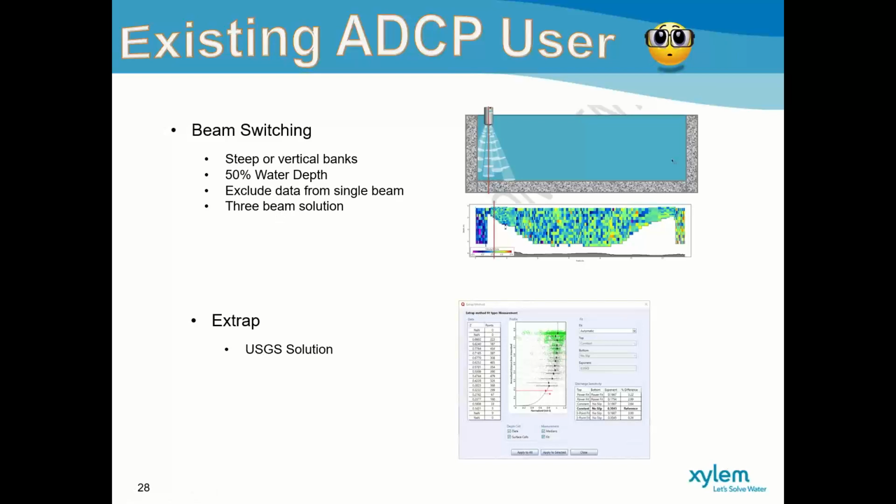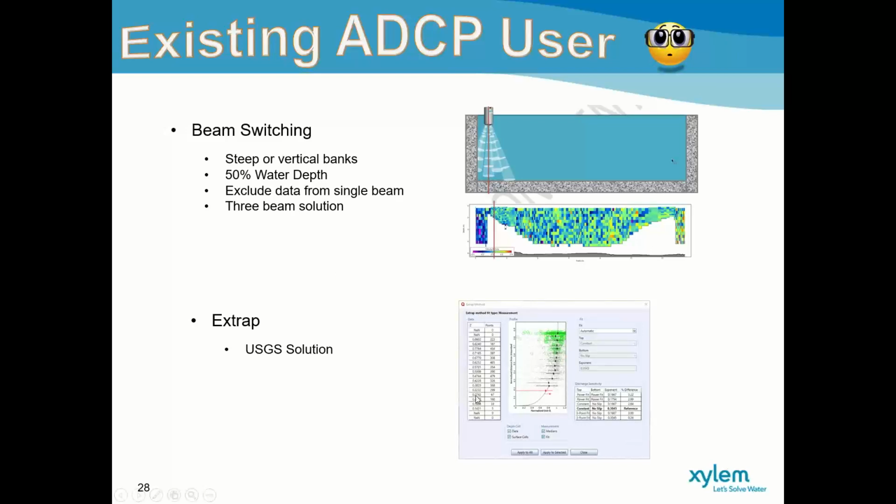In the past, you had to be 50% of the water depth away from the channel or from the bank, which is a lot, especially if you measure at sites that are 4 to 6 meters deep. Then you are losing a fair chunk of the overall measurement.